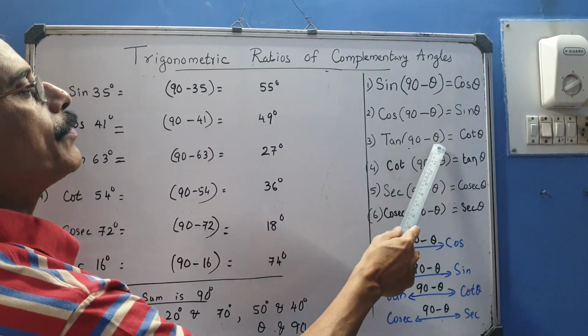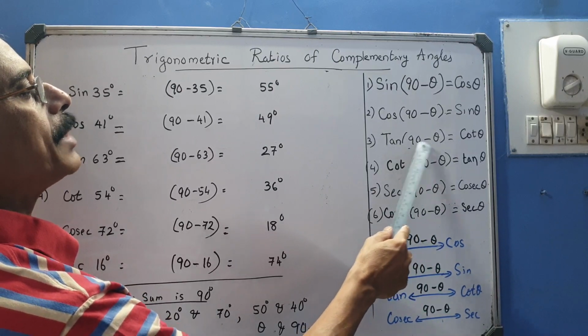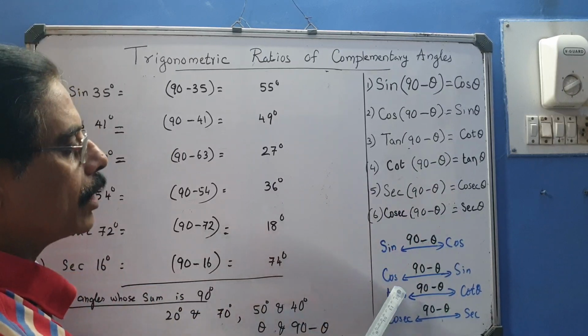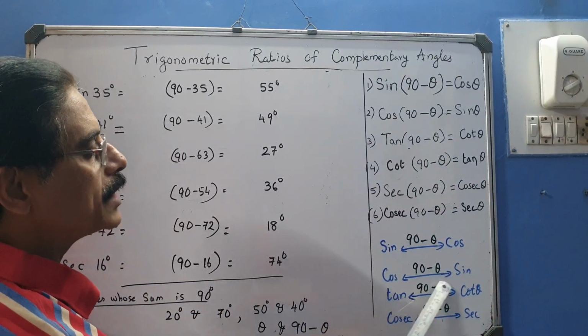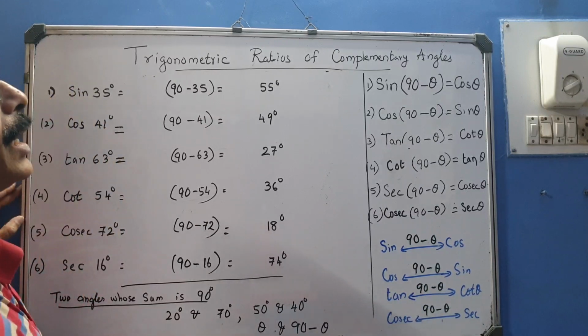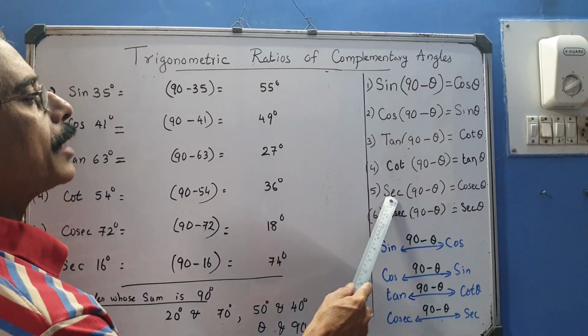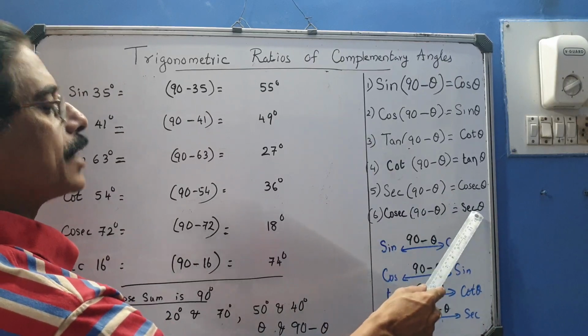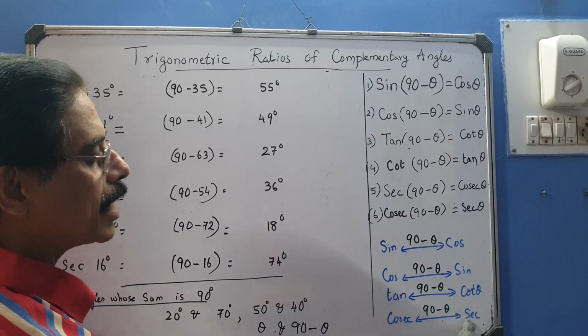So for tan, if you find the complement of theta, 90 minus theta, it is cot. Cot 90 minus theta is tan theta. See, tan 90 minus theta is cot theta, while cot 90 minus theta is tan theta. Now let's take secant theta. Sec 90 minus theta is cosec theta, while cosec 90 minus theta is sec theta. So cosec becomes sec, sec becomes cosec.